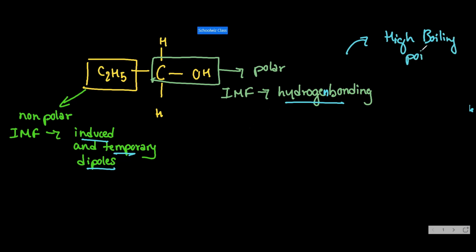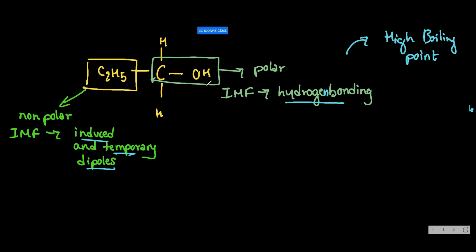So if the question is ever asked, why does alcohol have a very high boiling point? You have to say that other than the alkane part, they also have an OH part, and this OH part provides an intermolecular force of attraction that does hydrogen bonding. And of course, the alkane part does induce a temporary dipole, which is set up by the length of the alkane chain. If you have more carbons, you'll have more electrons, and more induced temporary dipole will be set up.